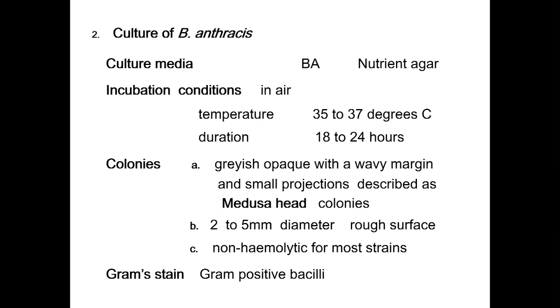They are relatively large in comparison to other colonies. They measure 2 to 5 millimeters in diameter. The surface is rough, and for Bacillus anthracis, most of the time they are non-hemolytic. And then Gram stain is performed. The idea here is just to confirm that what has been grown microscopically looks like what was seen in the specimen, as gram-positive bacilli. And we have described the various appearances under the microscope.